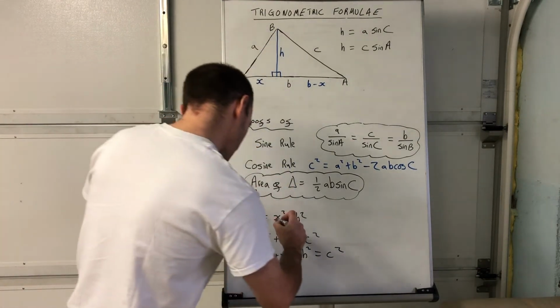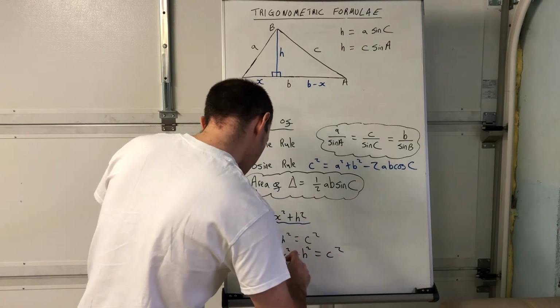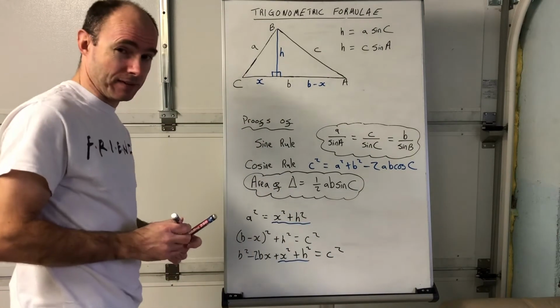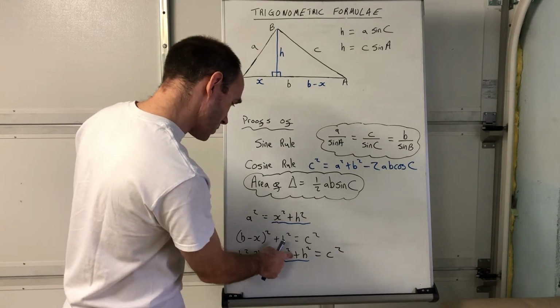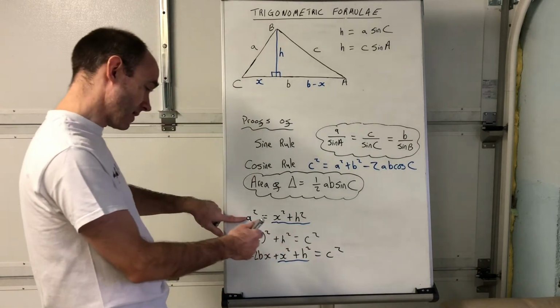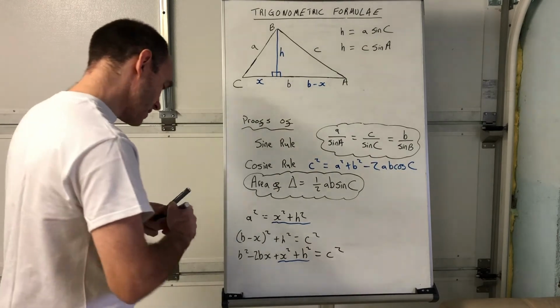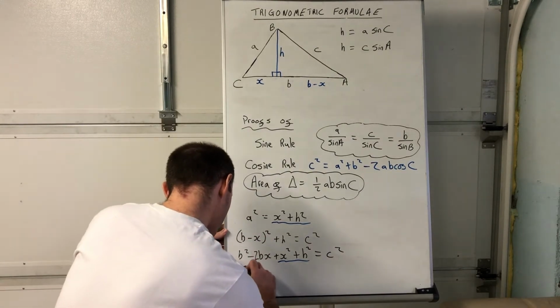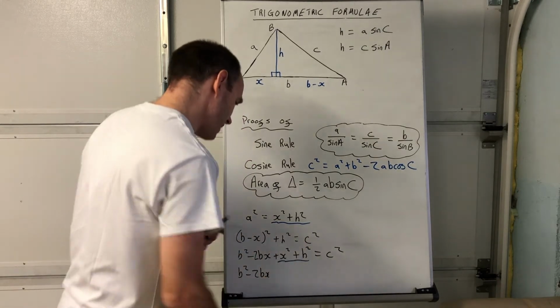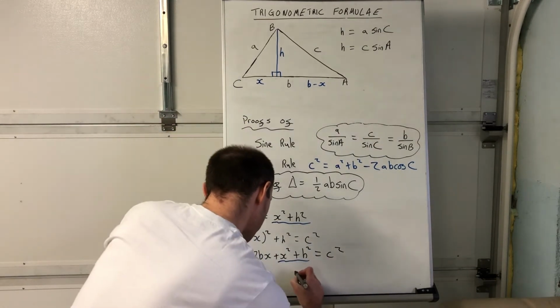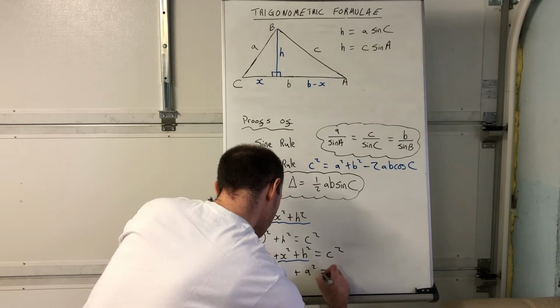The x squared plus h squared there and there? Yeah, so what we can do is replace the x squared plus h squared there with a squared, because it's exactly the same. So my next line, I'm going to write down b squared minus 2bx, and instead of x squared plus h squared, I'm going to write down plus a squared, is equal to c squared.